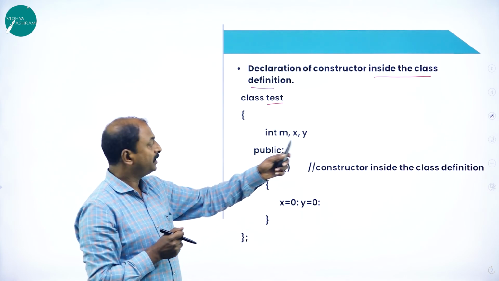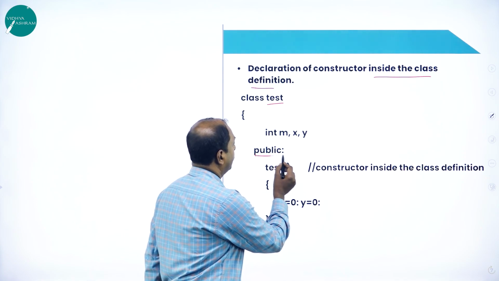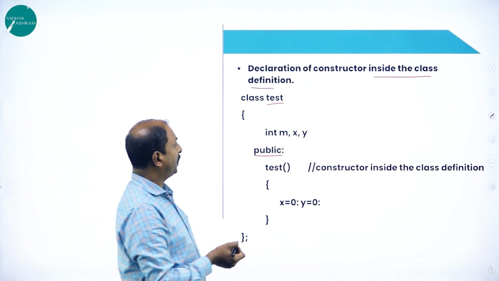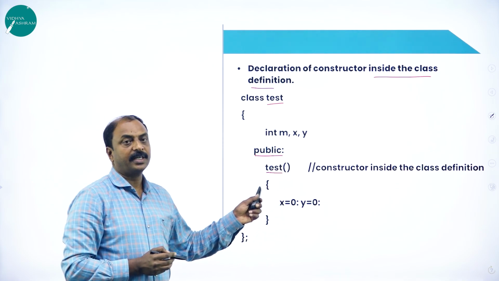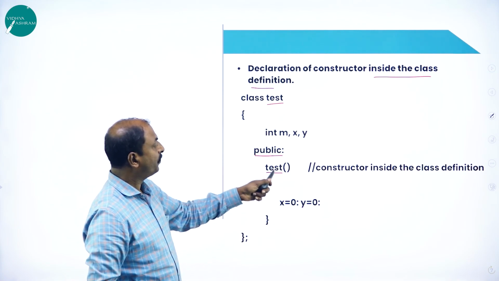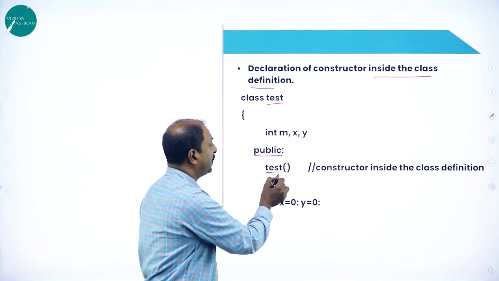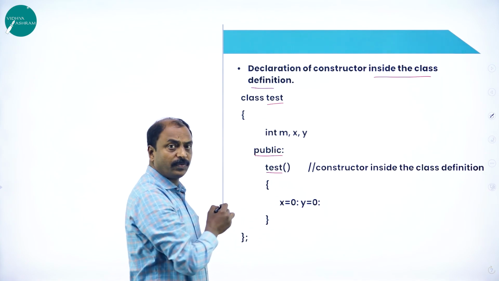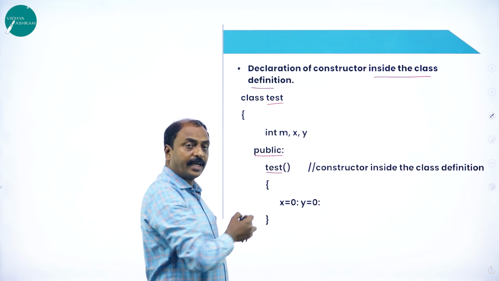These are the variables. Under that, next we have the public access specifier. Under that, we are defining a constructor. Because a constructor has the same name as that of the class, here the class name is test, and this is a special member function. The name is the same as that of the class. So test is the name of the class and it is a constructor.